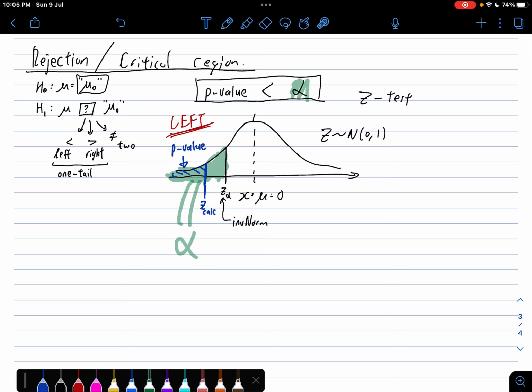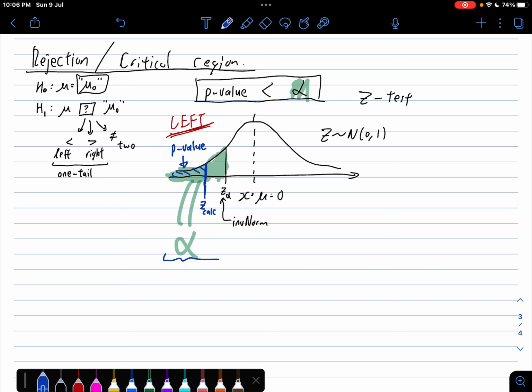But your p-value could be anywhere along here, right? It could be here, it could be here, it could be here, it could be here. In all these cases, the blue color left tail area will always be less than the green color area. In other words, p-value, blue one, less than the alpha, green one. So how do you describe this region here?